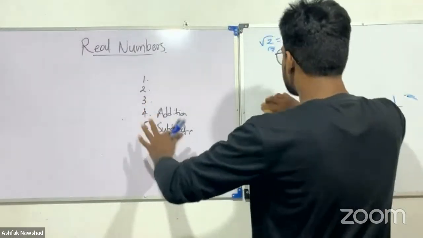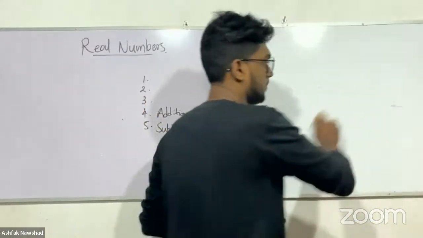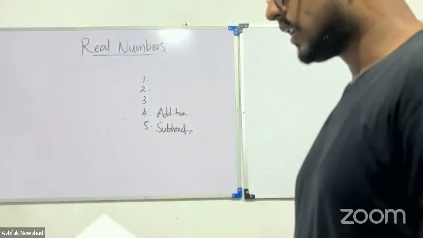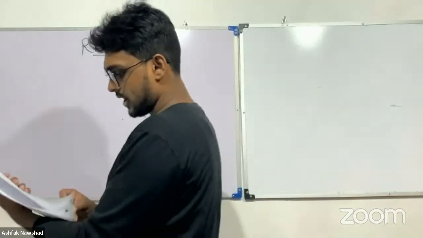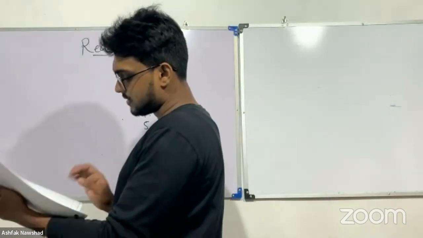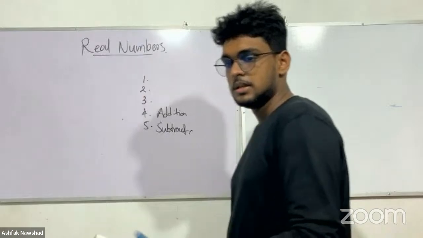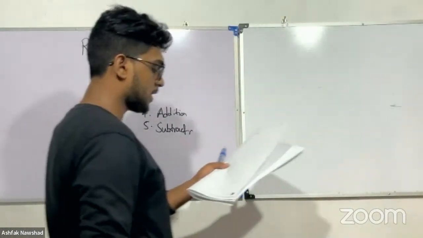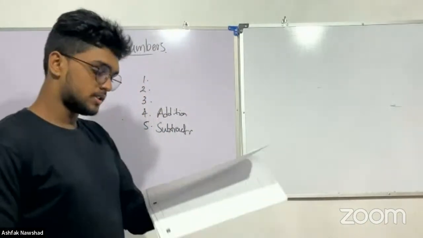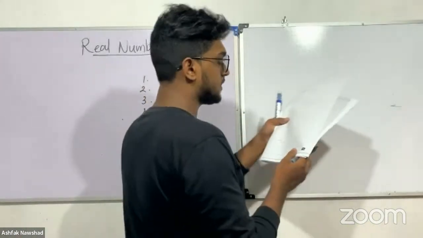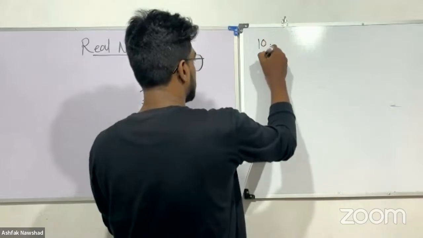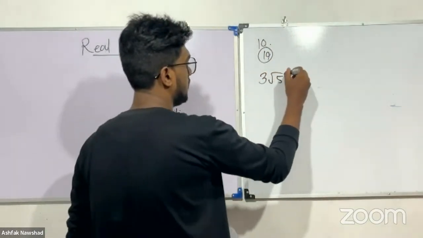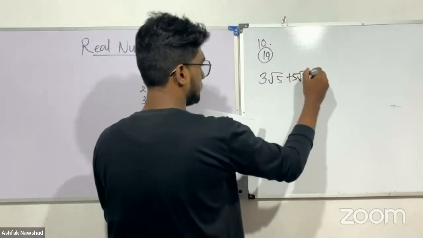So multiplication and division is pretty easy, easier than addition and subtraction. So first, take your textbook, and see the first few questions. Those are easy. So I'm not gonna give you a lot of time to do those. You can say the answers at once. See, the first question is on page number 10, question number 19. The first question, 3 root 5 plus 5 root 5.